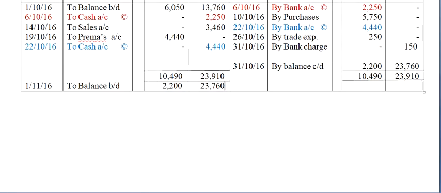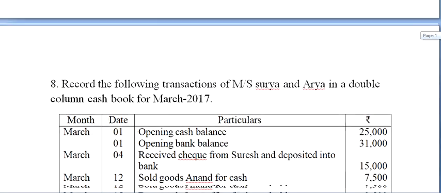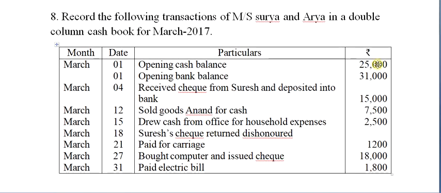Moving on to the 8th question. Record the following transactions of Mrs. Surya and Arya in a double column cash book for March 2017. March 1st opening cash balance 25,000, March 1st opening bank balance 31,000 is given.